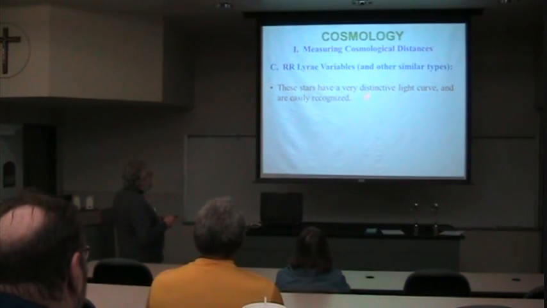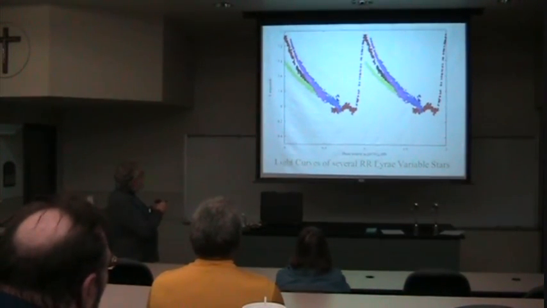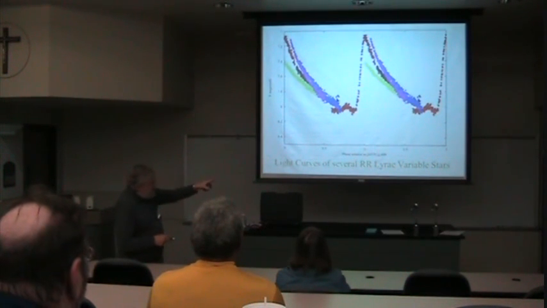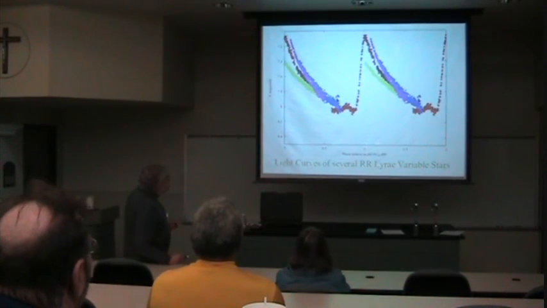They have a very distinctive light curve and are easily recognized. They're kind of like Cepheids. You see, they gradually taper off and then rise suddenly, gradually taper off. But notice that at the bottom of the curve is a little blip. It goes down, blip, and then back up, and then gradually down, blip, and then back up. So that extra blip identifies it as an RR Lyrae variable.